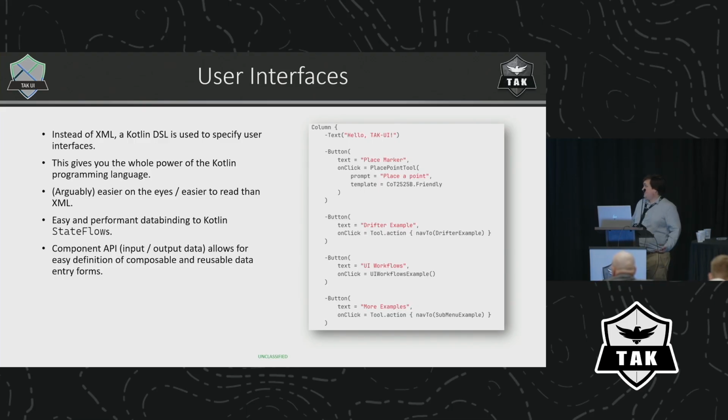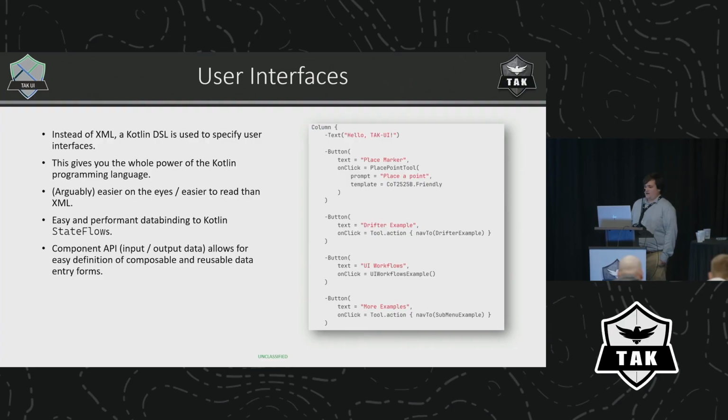And the nice thing about this is it gives you the whole power of the Kotlin programming language. So you can abstract things out into different functions. You can use all the constructs you're used to, iteration, for loops, conditionals, can all be embedded directly in your UI, which makes things a lot easier in certain instances. It's also, this one's a bit subjective, but arguably it's easier on the eyes and a bit easier to read than XML.